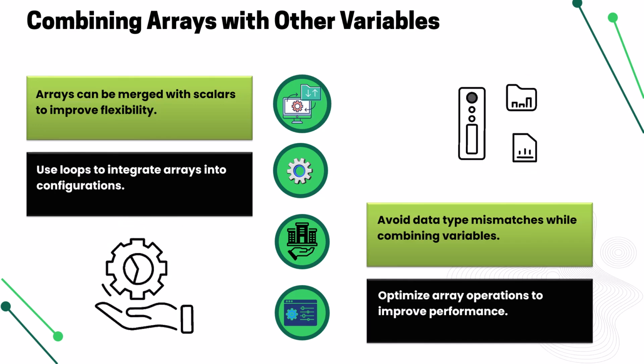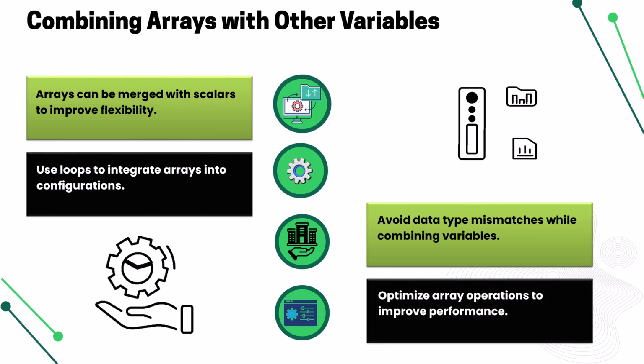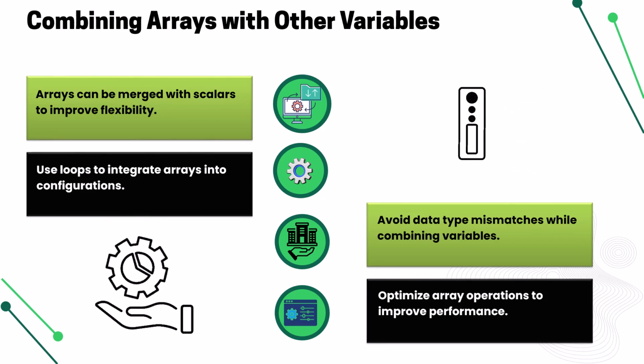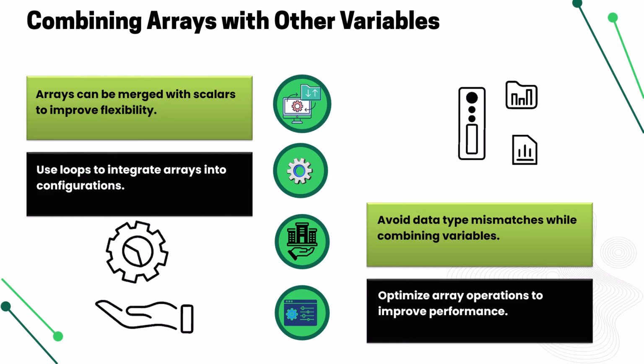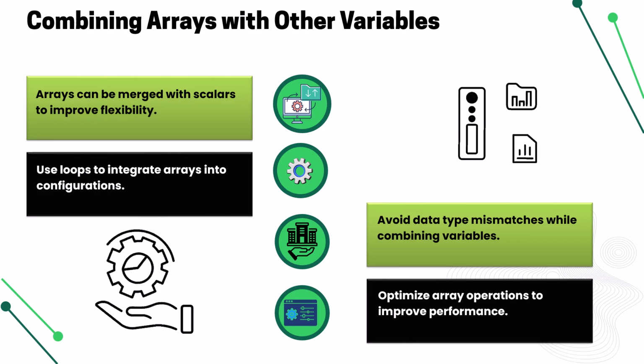Arrays and variables, like a dynamic duo in coding. We can mix them together to make configurations more powerful. Using loops helps smoothen integration, but watch out for those pesky data type mismatches. They're like mixing oil and water. And finally, keep it optimized. No one likes a sluggish system, especially when arrays can zoom past inefficiencies.